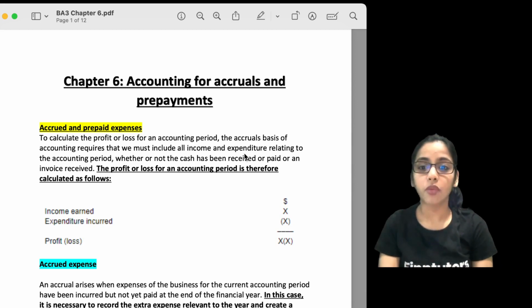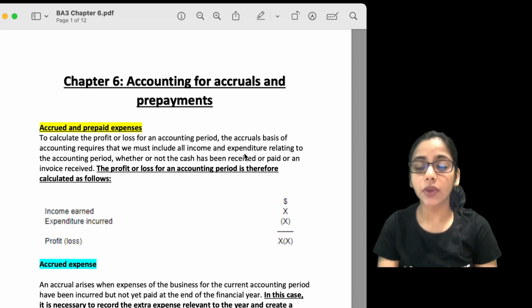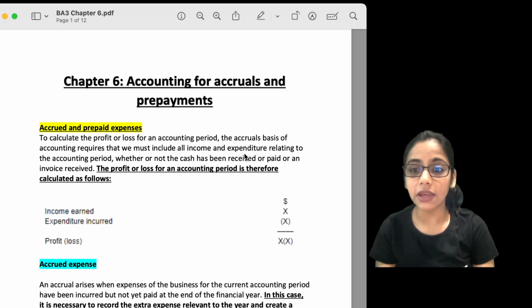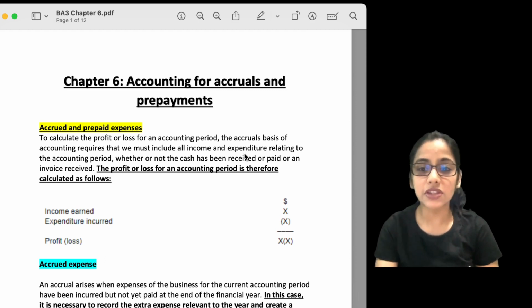So first, we need to understand that to calculate the profit or loss for an accounting period, we need to make sure that all the income and expenditure incurred in that accounting period are recorded in the same accounting period, irrespective of whether the payment has been made or not. This is what the concept of accrued and prepaid expenses tells us.